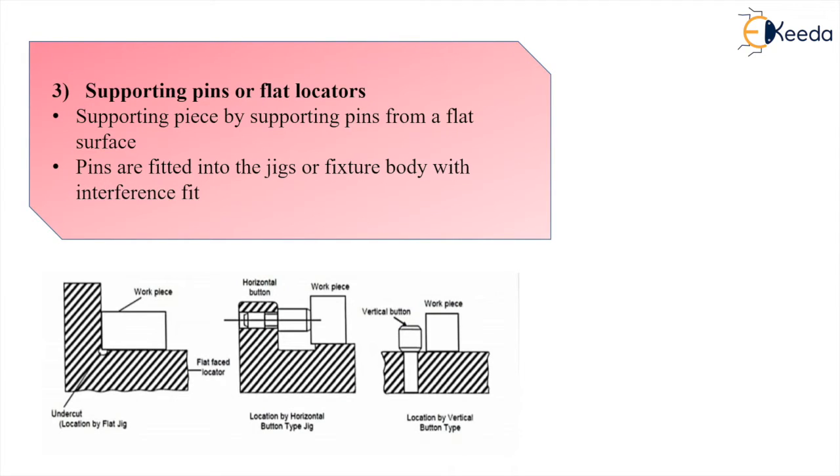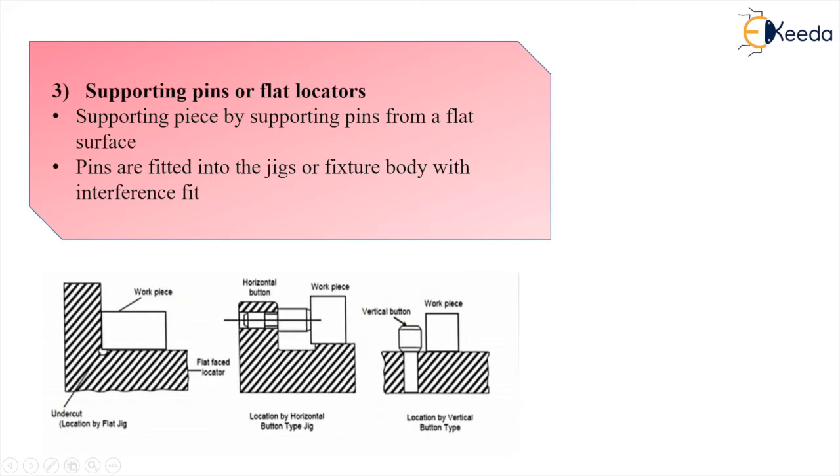Then we have the supporting pins, or the flat locators. Just now, in the beginning, I talked about the flat locators. These are employed for locating the flat machined faces of the components. So in the figure, the workpiece is bearing directly on the machined face of the jig body, and an undercut is provided. For what reason is the undercut provided? I already told you: the undercut is provided for the swarf clearance.